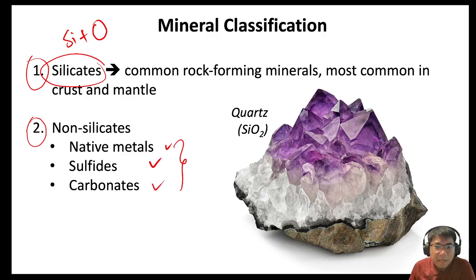So here's a picture of quartz, and quartz is an example of a silicate mineral because it has silicon and oxygen in it.